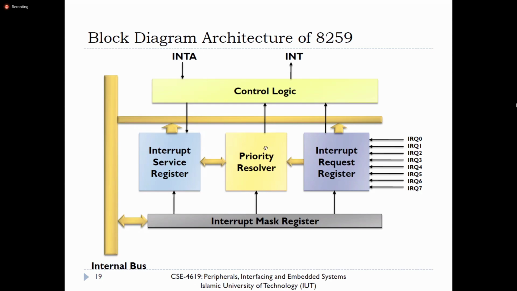And the priority resolver works with the control logic. That means this is the program logic we can apply. That is why we say programmable 8259. And the interrupt requests are sent through the INT pin and interrupt acknowledgement comes through the INTA pin.